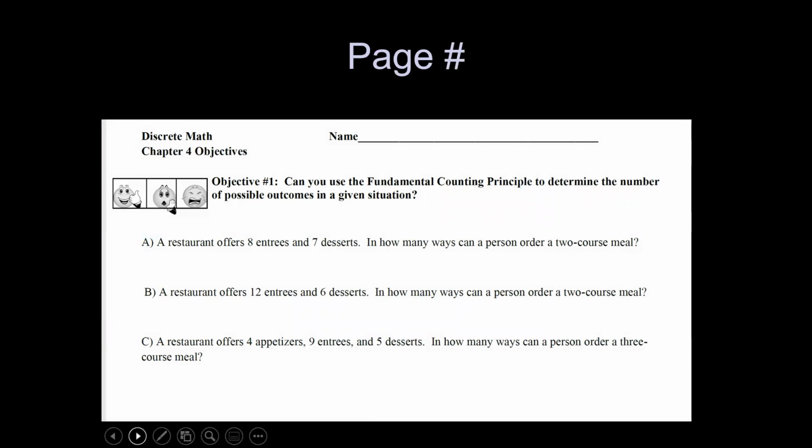So last time we went over this, we talked about the different objectives of permutation and also the counting principle. So let's take a look at the first one here. For objective number 1, let's go over the answers. This is: a restaurant offers 8 entrees, 7 desserts. How many different ways can a person order a 2-course meal?